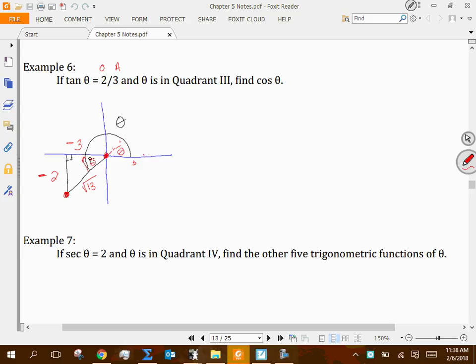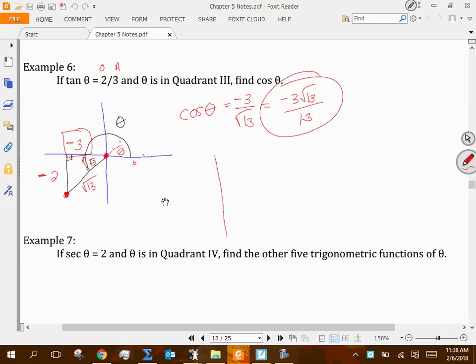So now I should be able to say, if cosine of theta is what they're looking for, well, cosine is adjacent divided by hypotenuse. This number is my adjacent, and radical 13 is my hypotenuse. If I rationalize that, I get that number there. Okay, that's the exact same thing.